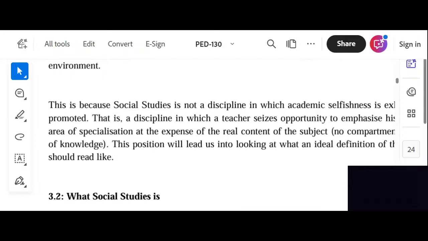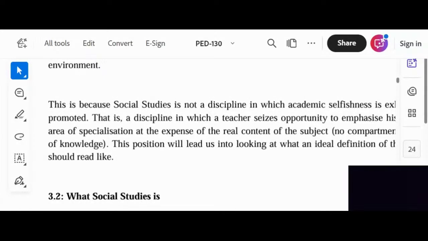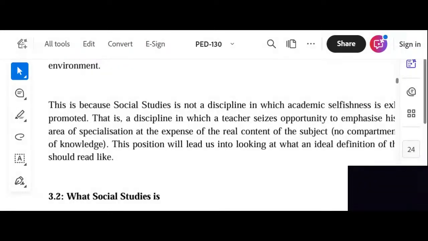You have seen what social study is not based on popular opinion. Those who say it is an amalgamation of knowledge are not totally correct. Those who say that social study is the study of man and his physical environment and the relationship between them are right to some degree, but they are not totally correct. So, what is social study?